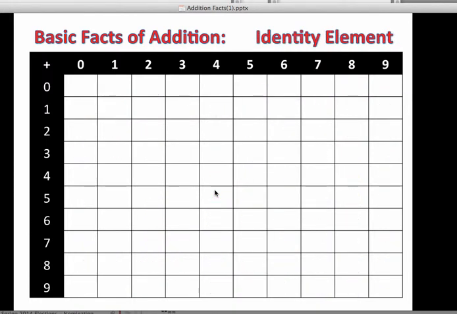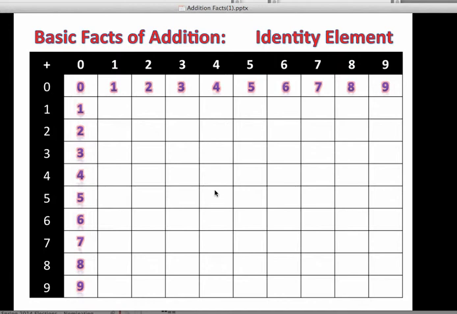So to begin, I'd like to share the first set of basic facts that we probably should teach, and that's the ones that in math terms are called the identity element. It means when you add a number, you get the number you started with. So in addition, the identity element is 0. In other words, when you add 0, you get what you started with.